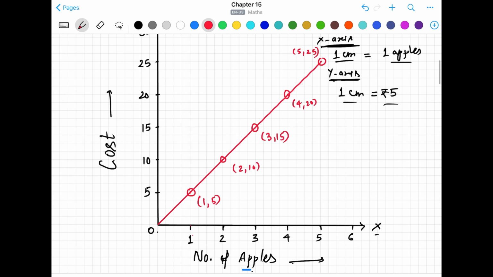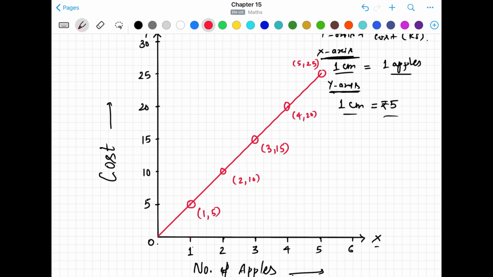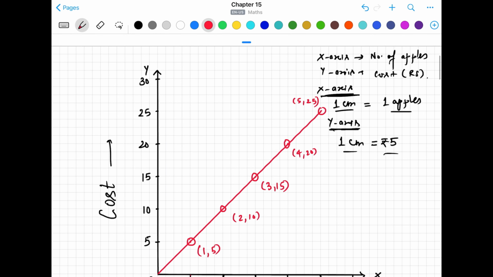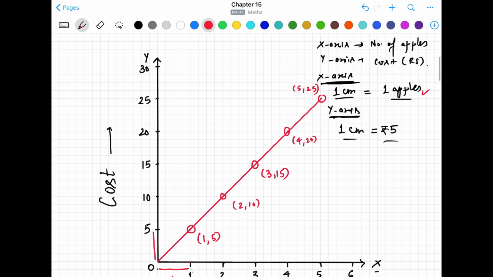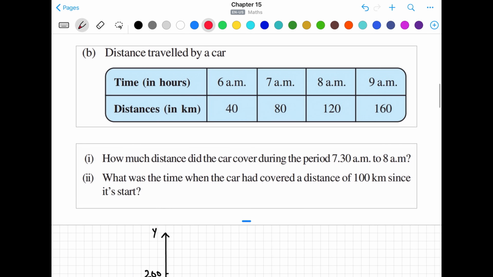I hope you understood how to represent this. We have chosen the x-axis for the number of apples and the y-axis for the cost, which is in rupees. We have considered this as 1 centimeter. So on the x-axis 1 centimeter is 1 apple, and on the y-axis 1 centimeter is 5 rupees. You have to mention that on the graph also. Now let's see the next one.